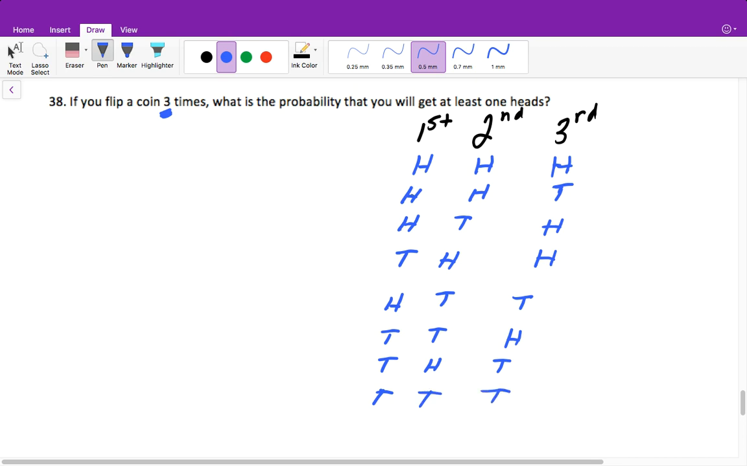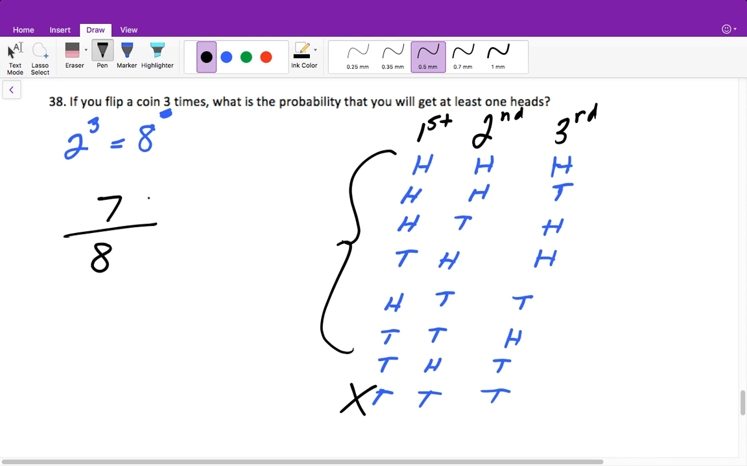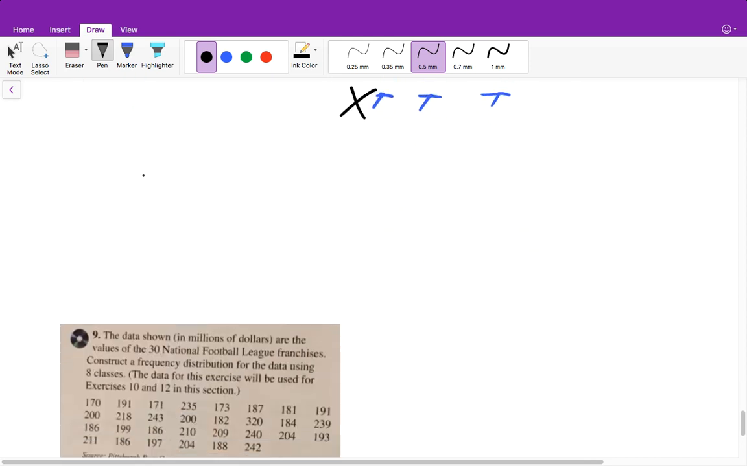And I know I have 1, 2, 3, 4, 5, 6, 7, 8. And to figure out how many options we have, if we do 2 to the third power, that tells us how many possibilities we can have. So now we want to get at least 1 heads. Well, the only one that does not have 1 heads is this one that has all tails. So there's 7 possibilities of having at least 1 heads, and there's 8 total outcomes. So that means 7 out of 8 of getting at least 1 heads.